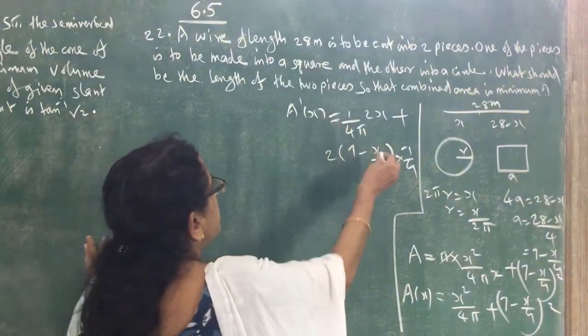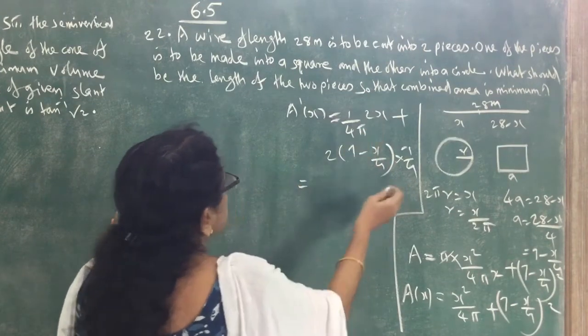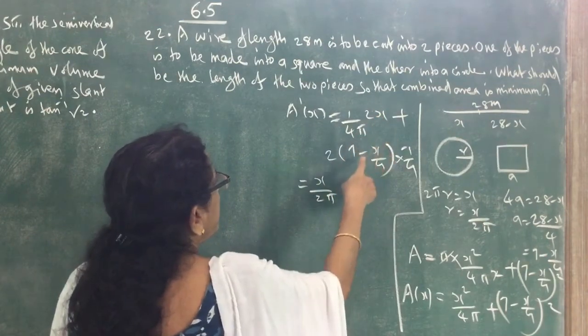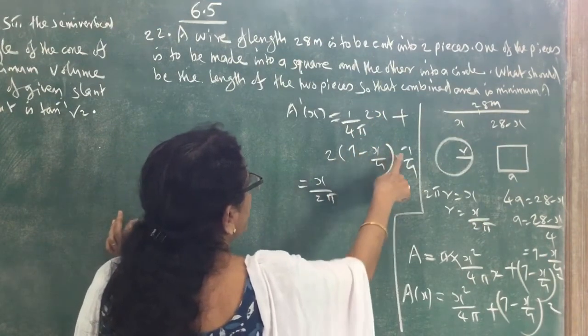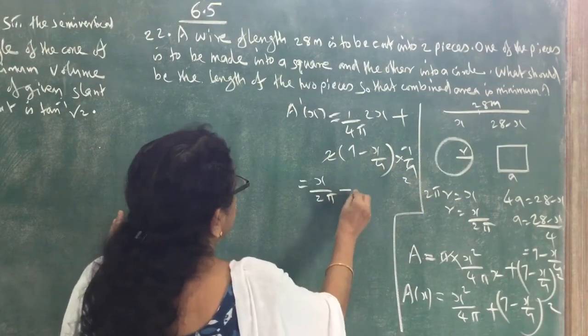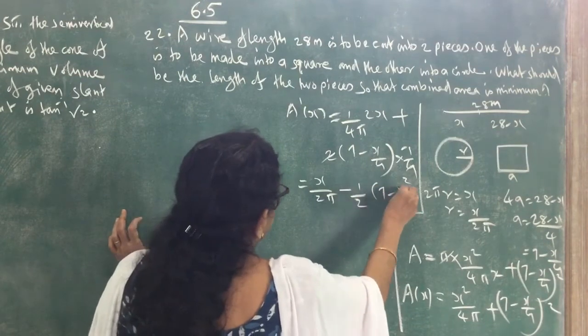Now we can simplify that. The 1 and 2 we can cancel. So we get x by 2 pi, plus into minus. So the 2 we can cancel, here we get 2. So minus 1 by 2 into 7 minus x by 4.